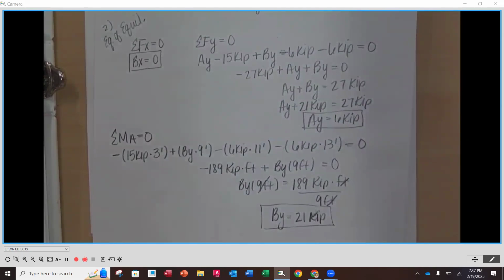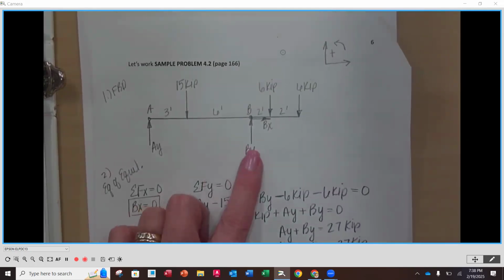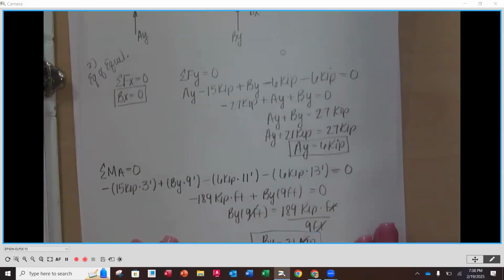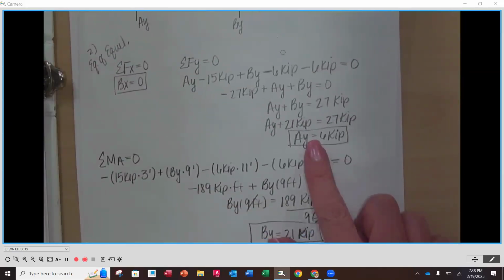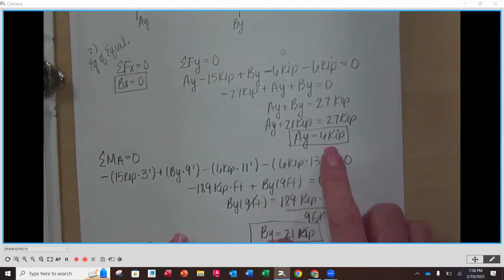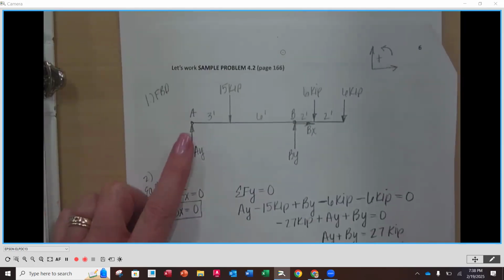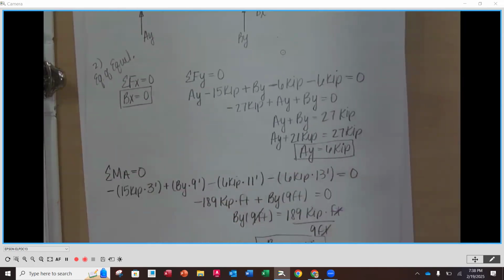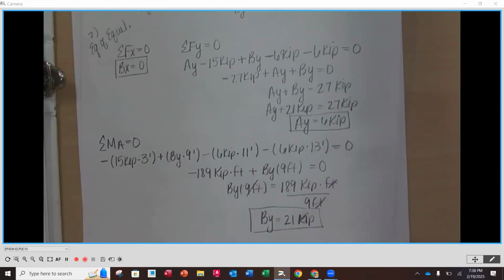As you're working, you should end up with BY equal to 21 kips. I ended up with a positive value. So the direction of up is correct, okay? Then I plugged it into my sum of the forces in the Y equation, and I solved for AY as 6 kips. Again, a positive value, and the final answer meant that the direction of going up that I assumed was correct as well. So didn't have to change anything there. So those are the final answers for sample problem 4-2.